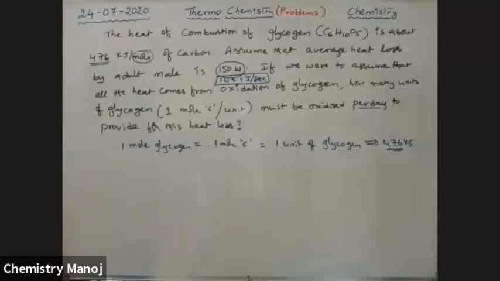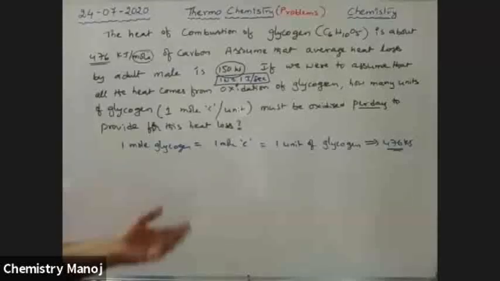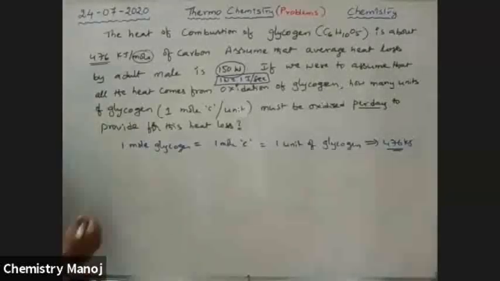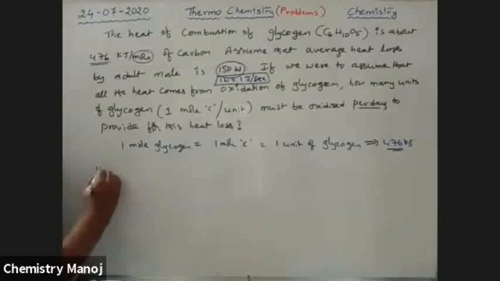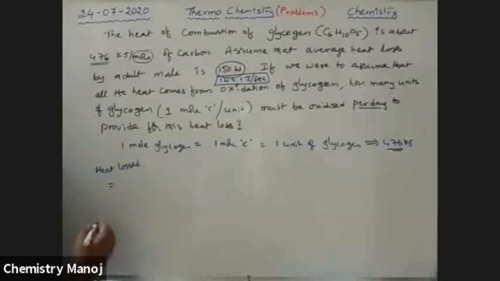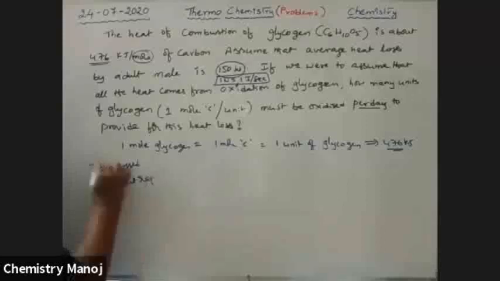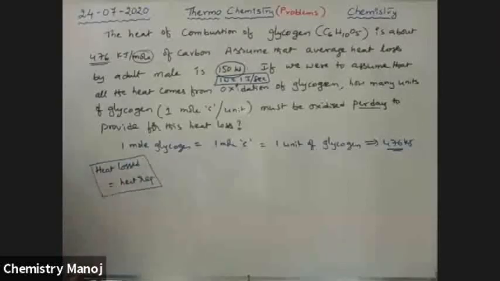476 kilojoules of heat is produced. Okay, that is from the data. Now I am going to calculate how much is lost. Heat loss is equal to heat required.